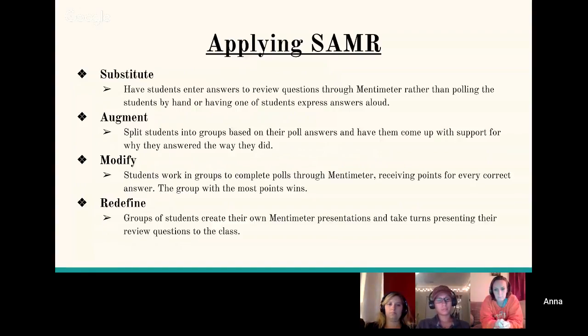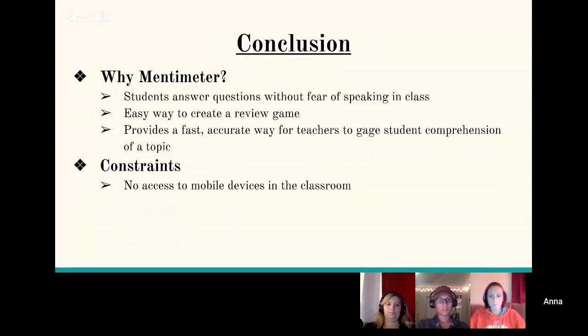Modification, students could work in groups to complete polls through Mentimeter, receiving points for every correct answer. The group with the most points would win. And finally, redefinition. Groups of students create their own Mentimeter presentations and take turns presenting their review questions to the class. The only thing that would be different with this redefinition is that in this case, students would have to make an account, even if one person from the group made an account.